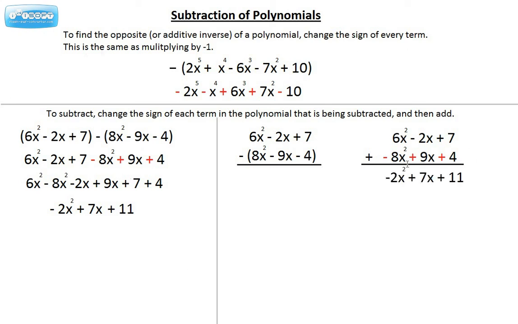Again, we add our x squares together, and then our x's, and then our numbers, and we get -2x squared plus 7x plus 11. You can use either method when subtracting. You can subtract horizontally or do it vertically. When vertically, just make sure to keep your like terms in line.